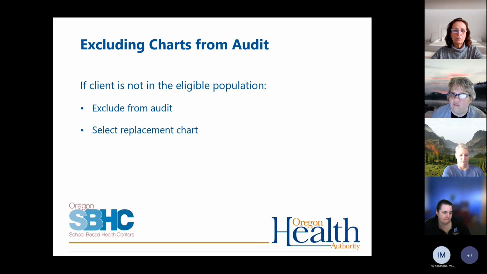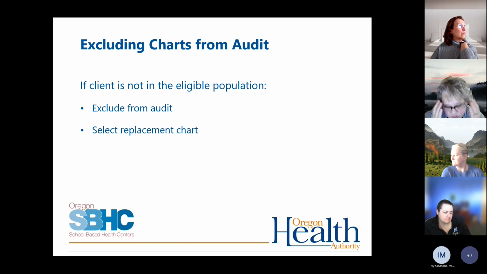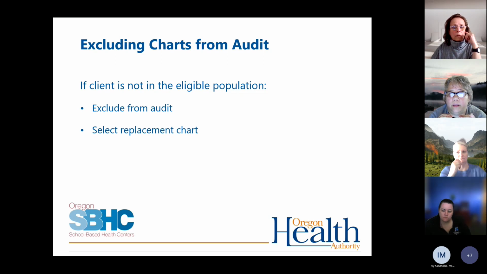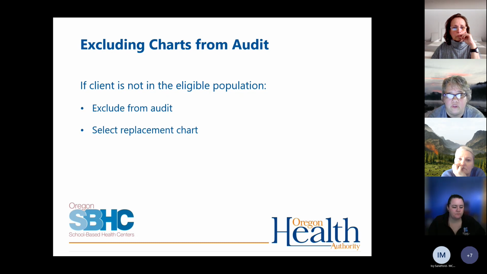Like I've been talking about, if a client isn't in the eligible population, then they should not be part of the audit. So what you'll have to do is select another chart to audit. And that's where, when you're looking at the optional measures and the target age range for the different measures, you need to take into consideration that if your optional measure is 12 to 21-year-olds and a chart that you've selected is a 7-year-old, you're obviously not going to be able to audit for that optional measure because they're outside of that age range.